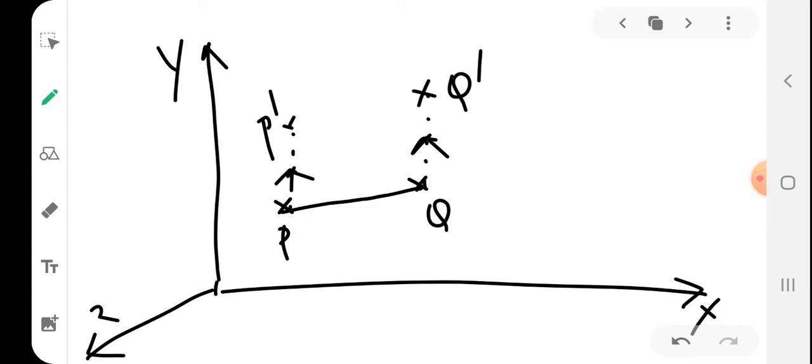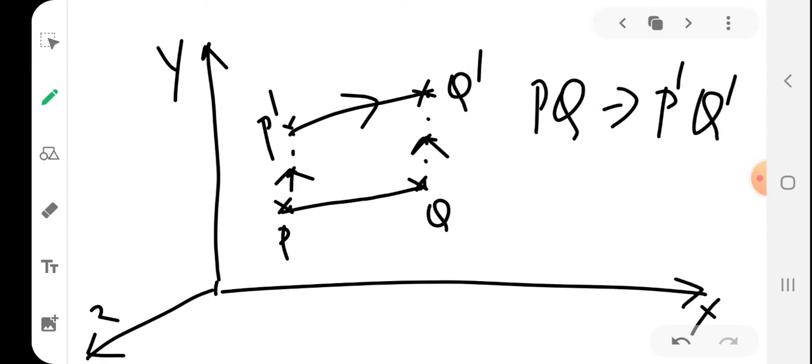So PQ is now deformed to P dash Q dash. The length PQ is deformed to P dash Q dash. Okay, so when the body undergoes deformation, the points P and Q move to P dash and Q dash. So the displacement vector u at P has components. Okay, this is the displacement vector at P.